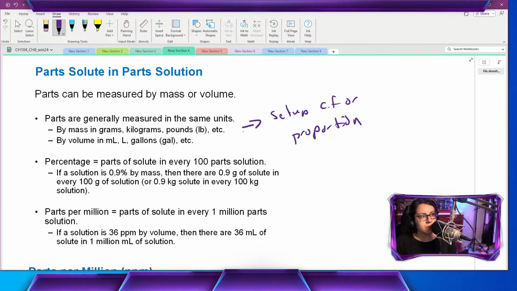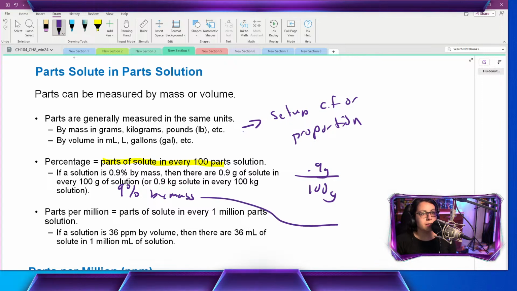And we also see this percentage a lot. And the easiest way to think about a percentage is it's in 100 parts. So if we have a 0.9% by mass, right, then that's 0.9 grams in every 100 grams to give us back, right, our percent. So if we have, right, a 9% by mass, then that would be, right, 9 grams per 100 grams.